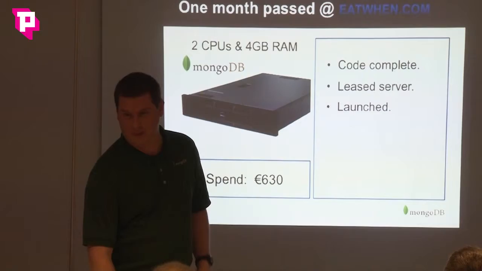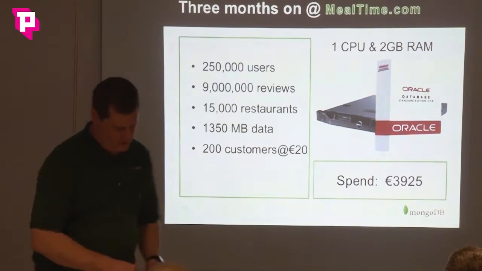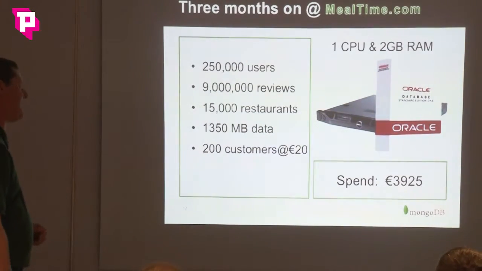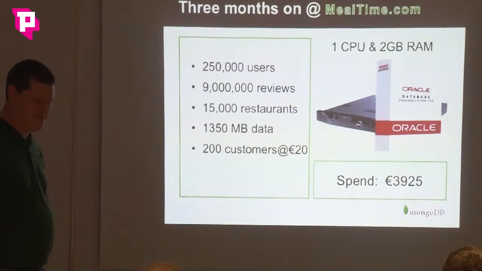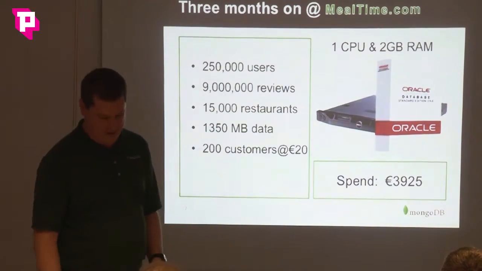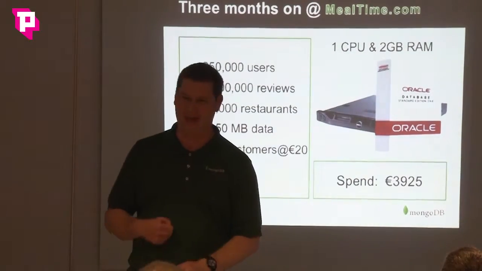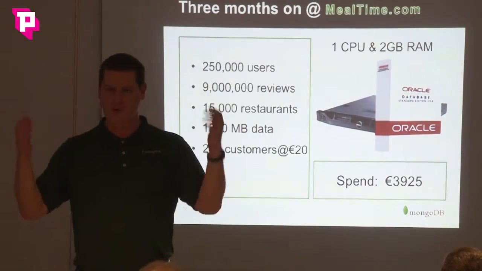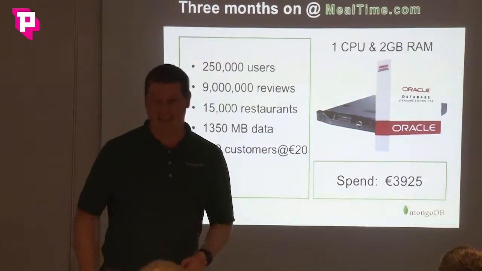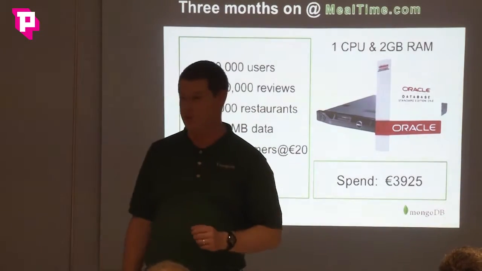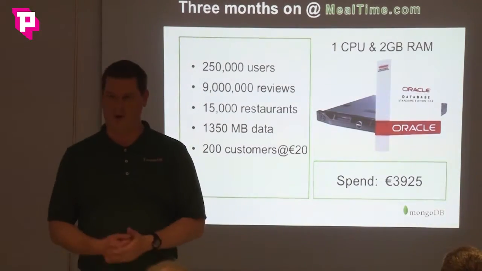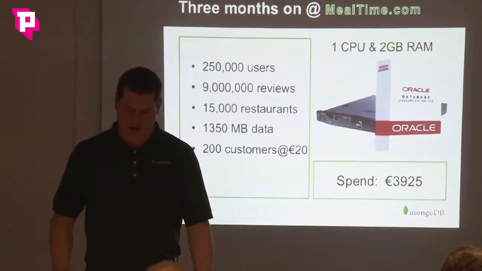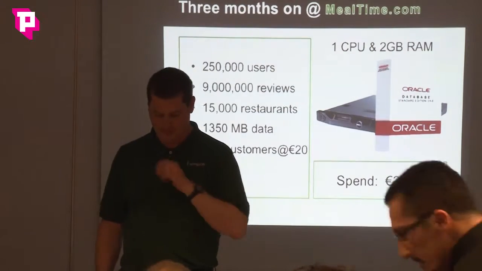So, a couple more months pass. What's happening in mealtime.com? Well, mealtime.com is doing pretty well. He's got 250,000 users. He's got 9 million reviews. He's got 15,000 restaurants, and he's got 1.3 gigabytes of data. And more importantly, he's got 200 customers, all of whom have given him €20. So he's looking at €4,000 profit here. Now, this is good. Only with a bit of a problem here.